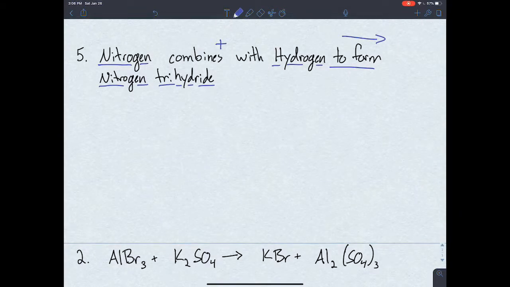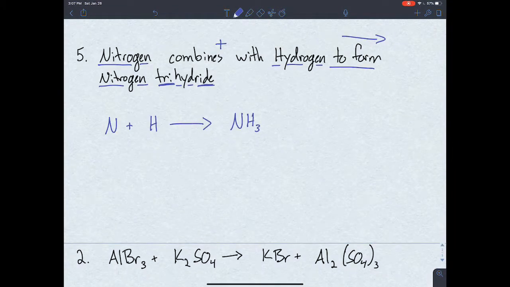trihydride, okay? So the tri and the ide are telling me this is a covalent compound. All right, if you need a reminder on naming covalents and ionics, go back to last section and make sure you've mastered that skill because it's going to keep coming up all year long. Okay, so let's write this out. I have nitrogen plus hydrogen combining to form nitrogen trihydride. It's telling me I have hydrogen 3 times, aka ammonia.